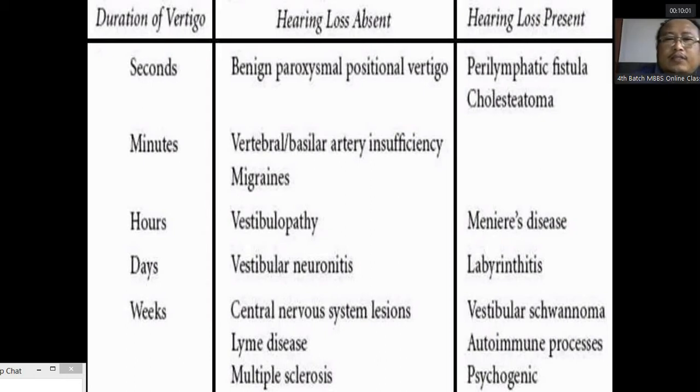BPPV always comes in seconds. There is no hearing loss. If it is in a few seconds but there is a hearing loss, perilymph fistula or cholesteatoma can be suspected. In minutes where there is no hearing loss, migraine or vertebrobasilar syndromes can be suspected.